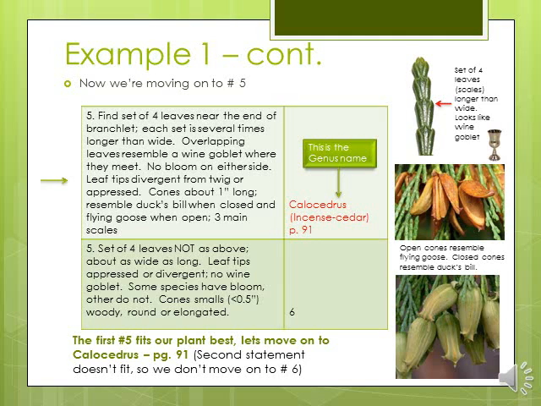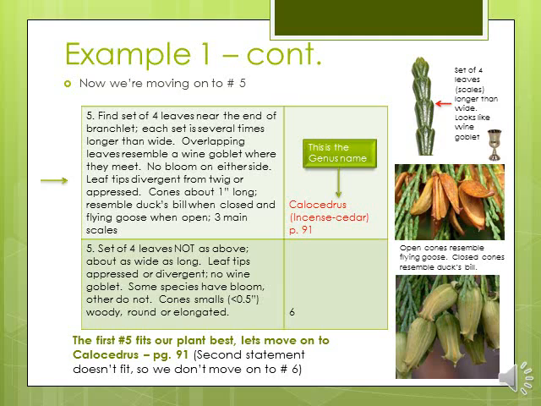Number 5 asks you to find 4 leaves near the end of the branchlet, and remember, a scale is a leaf. So you look at that segment in the very upper right hand corner of 4 scales or 4 leaves, and it says that they're several times longer than wide. They overlap and resemble a wine goblet where they meet. The second statement there says that the set of 4 leaves are not as above, that they're about as long as they are wide. So these are clearly much longer. That segment of 4 is much longer than it is wide. Remember, you're looking at that whole segment of 4.